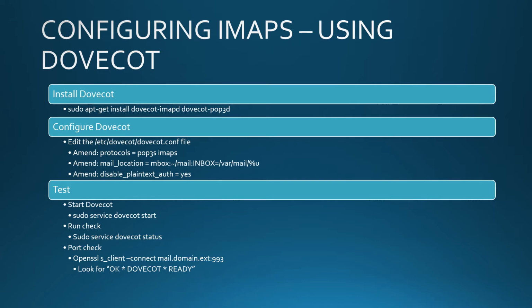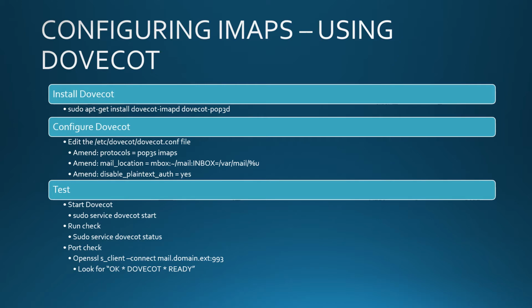First one being protocols. You have a choice of amending protocols equals POP3, POP3S, IMAP, IMAPS. You can do all, or any combination of them. I just put in there POP3S and IMAPS to make sure that both are still running on my server. I may be incorrect when I go to do it. I may not need to have that same line. I may just need to have protocols equals IMAPS, but that was a good starting point.